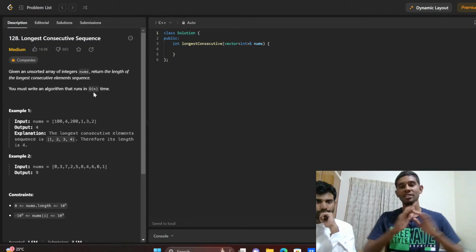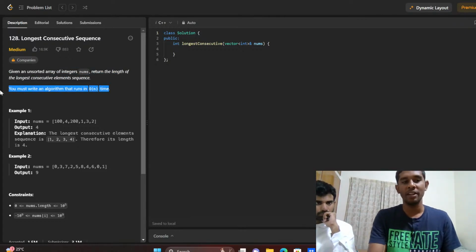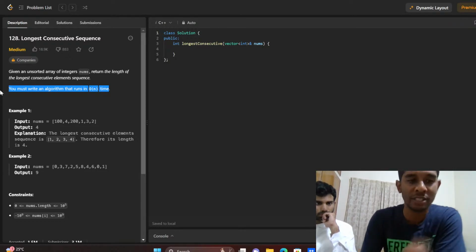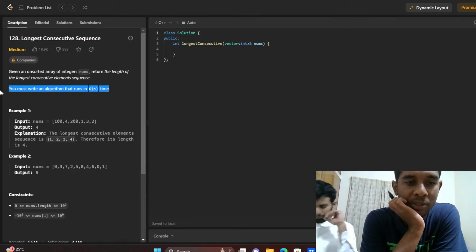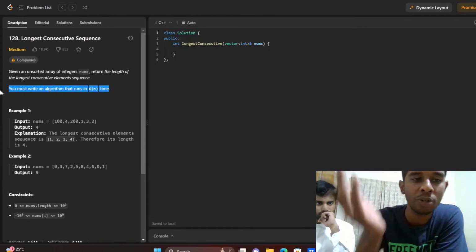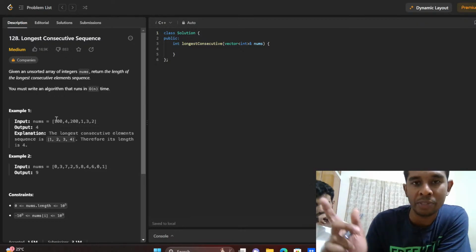So okay, now let's not look at the second line of the problem. Let's just look at the first sentence. It says, given an unsorted array of integers nums, return the length of the longest consecutive element sequence. So what do consecutive elements mean? For example, we have 1, 2, 3, 4. That's a consecutive sequence, right?